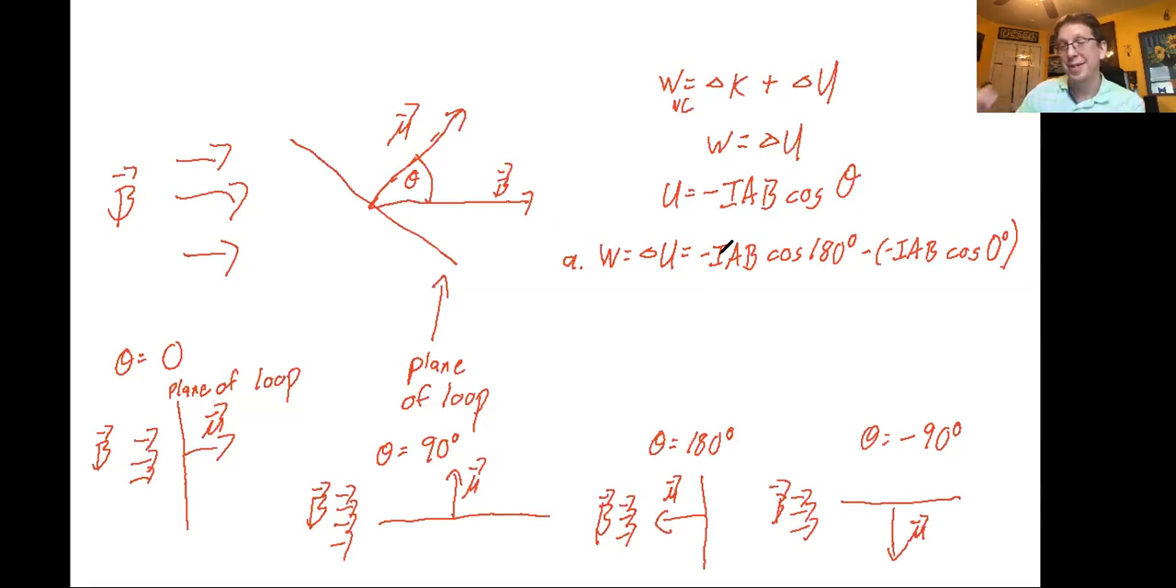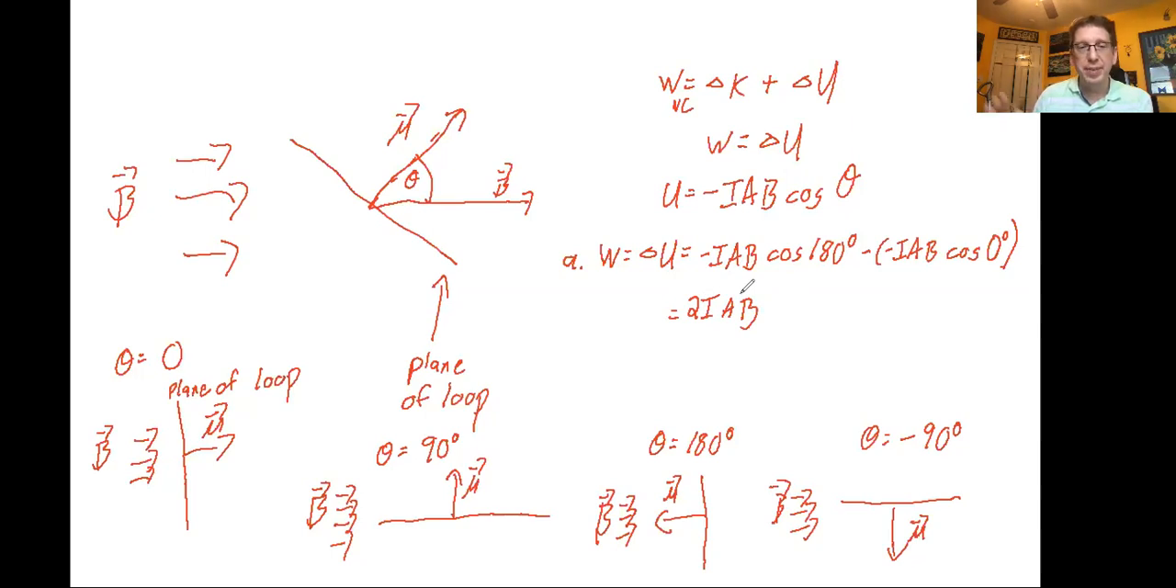So we're increasing the potential energy. The cosine of 180 degrees is -1. The cosine of 0 is +1. So in both cases, you get double negatives that cancel out. So you have IAB plus IAB. So that becomes 2IAB. And are we given values of IAB? The answer is no.